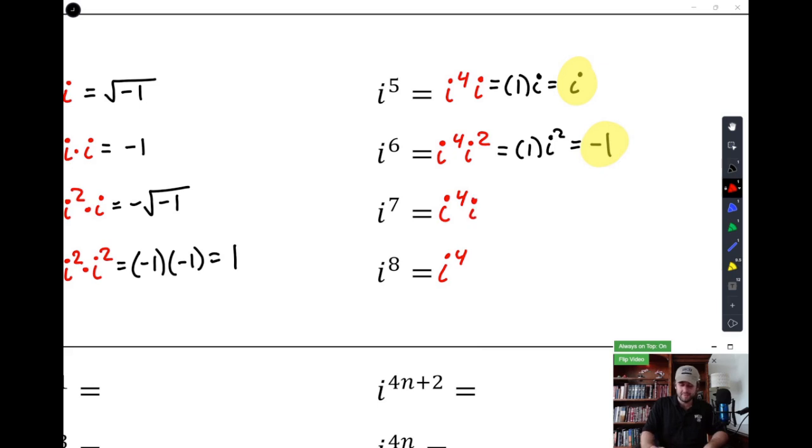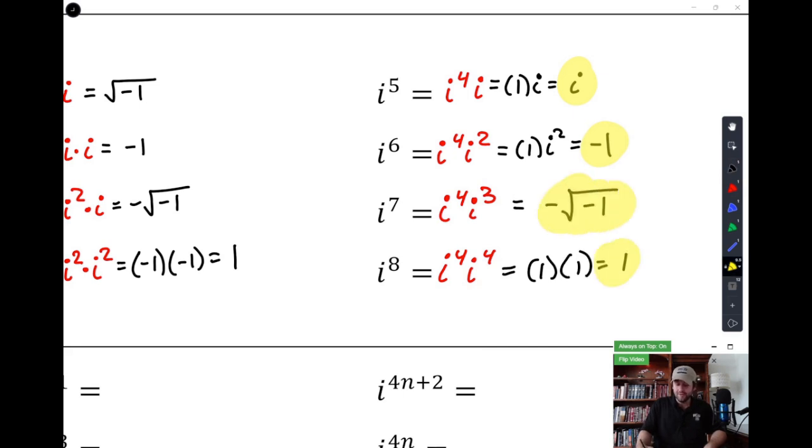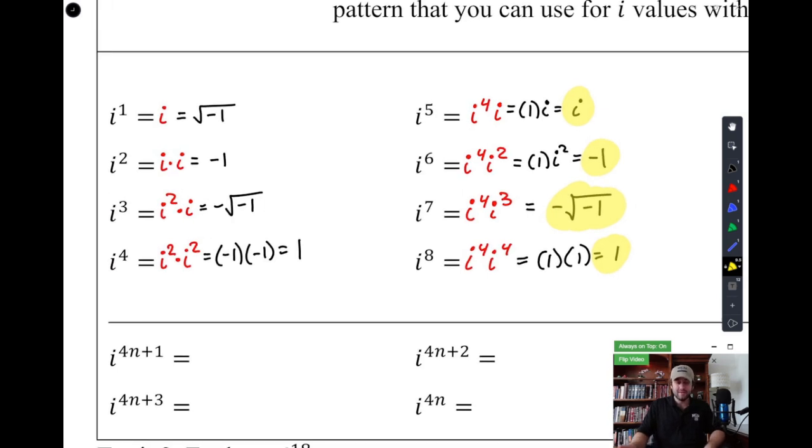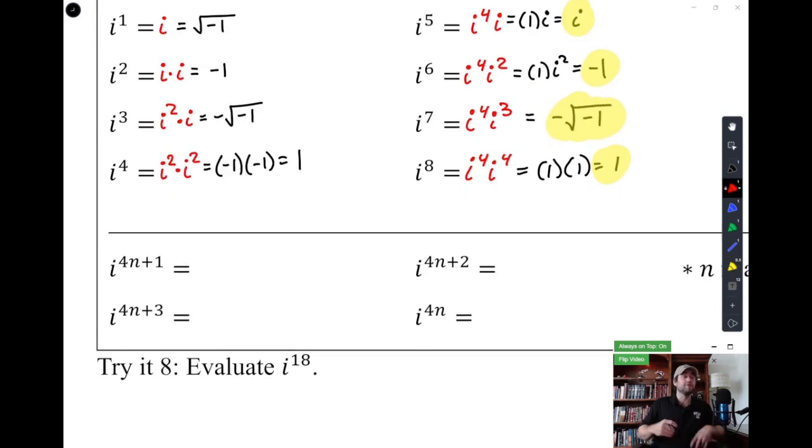i to the seventh, we would multiply by i cubed, and this is just -i. And i to the eighth is i to the fourth times i to the fourth power, which would just give us 1 times 1, which is just 1. And so you can see all of these terms repeat. If you add 4 to the exponent, the terms repeat and repeat and repeat. And we would see that pattern happen again for any number.